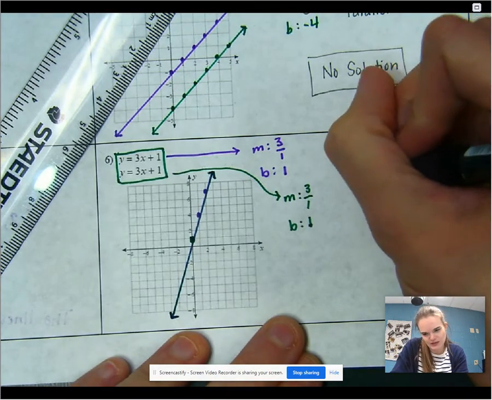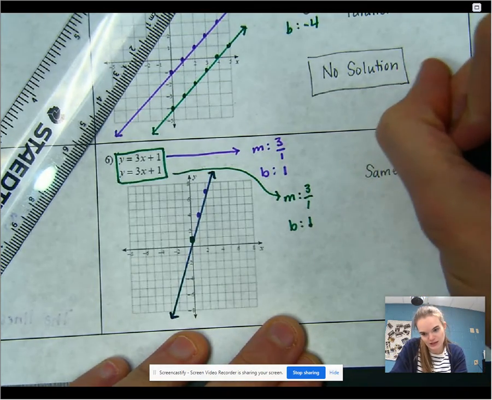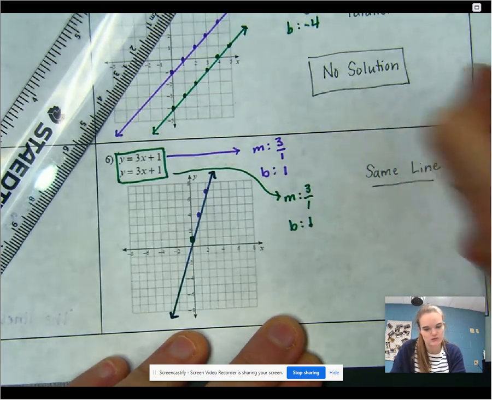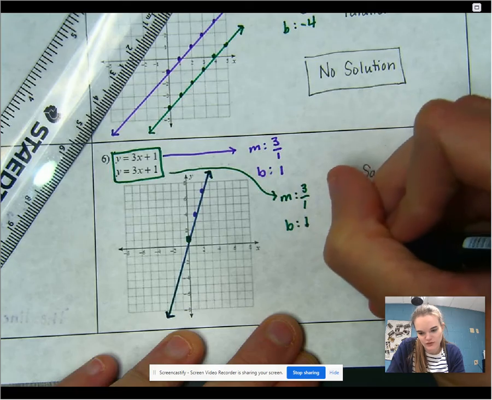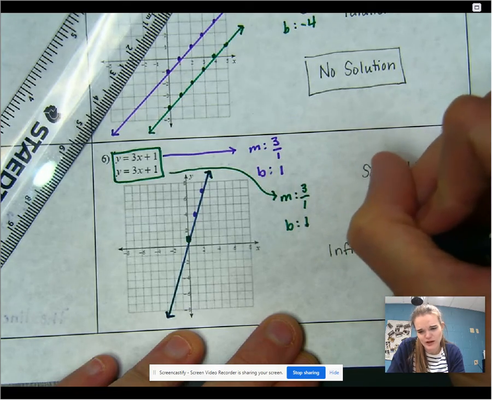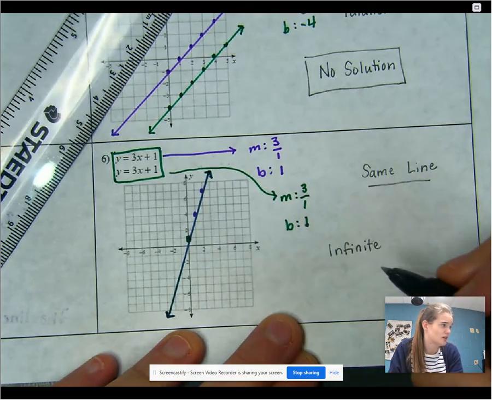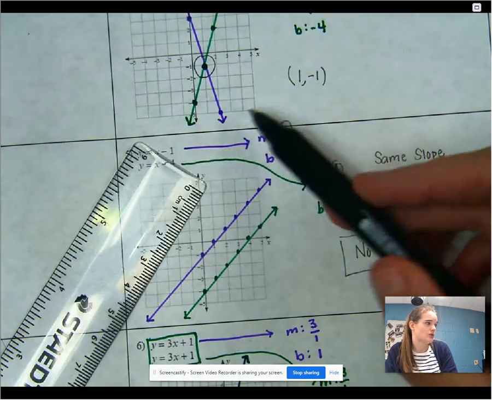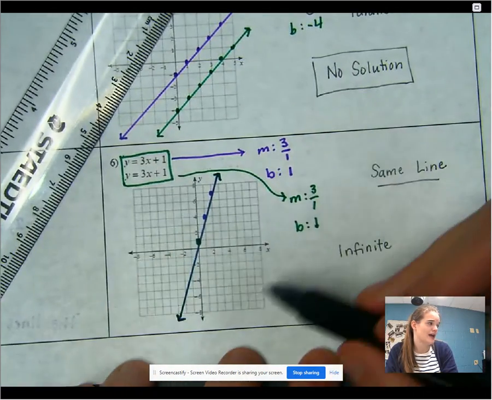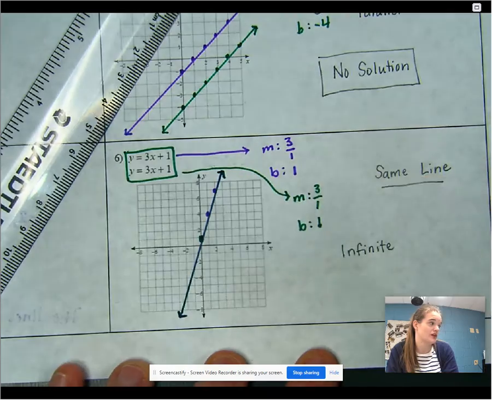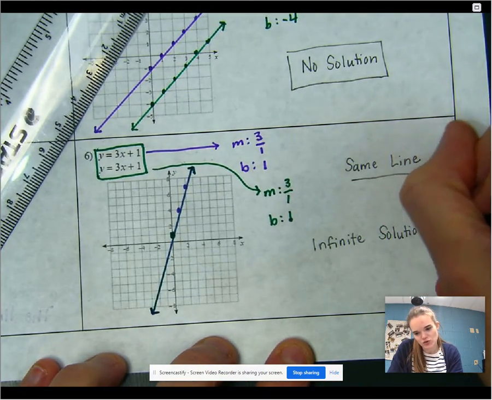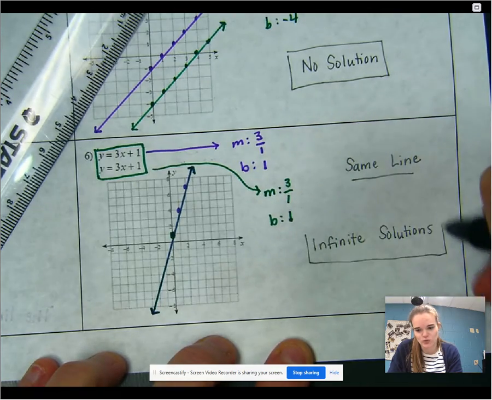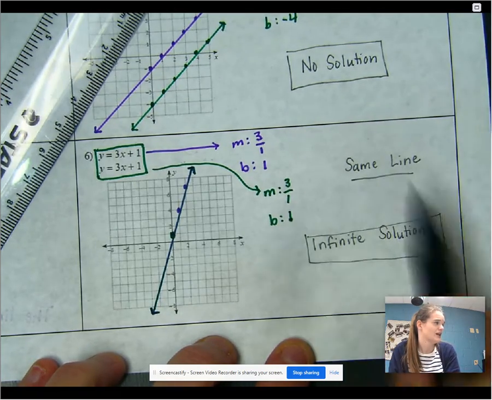If it is the same line, that means we have infinite solutions because everywhere they touch is a solution. Because in the last ones we had only one touching place. Well, here we have every single piece touching. So it is infinite solutions. You don't have to graph the infinite solutions if you realize you have the same line. Okay?